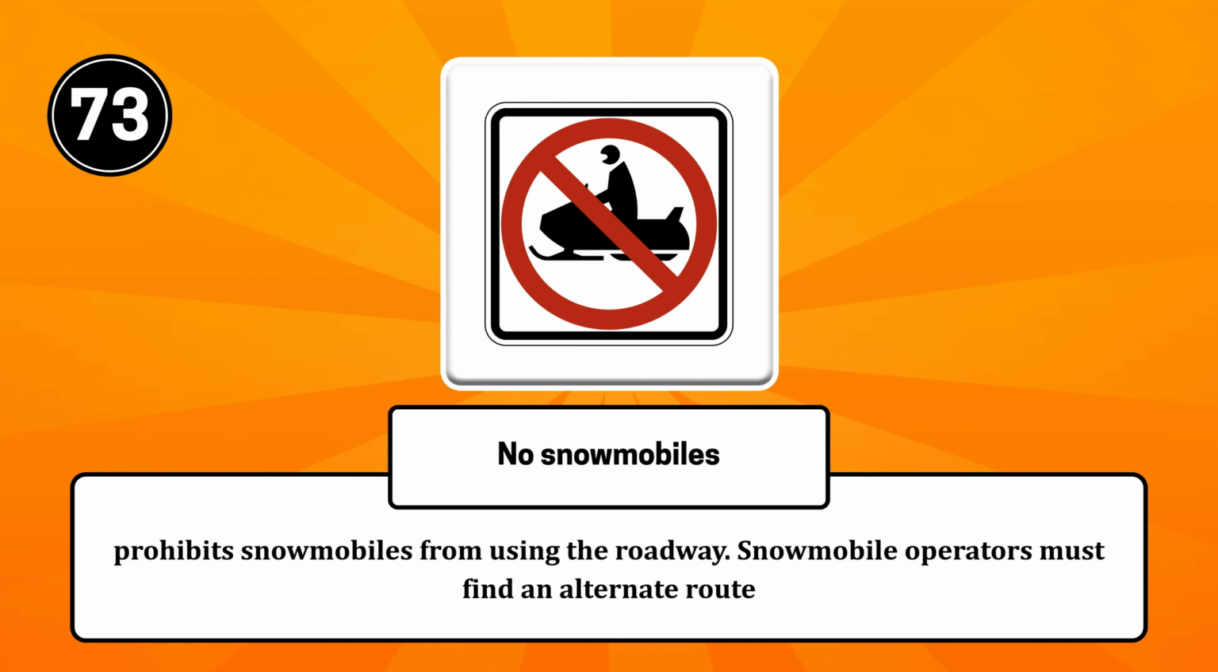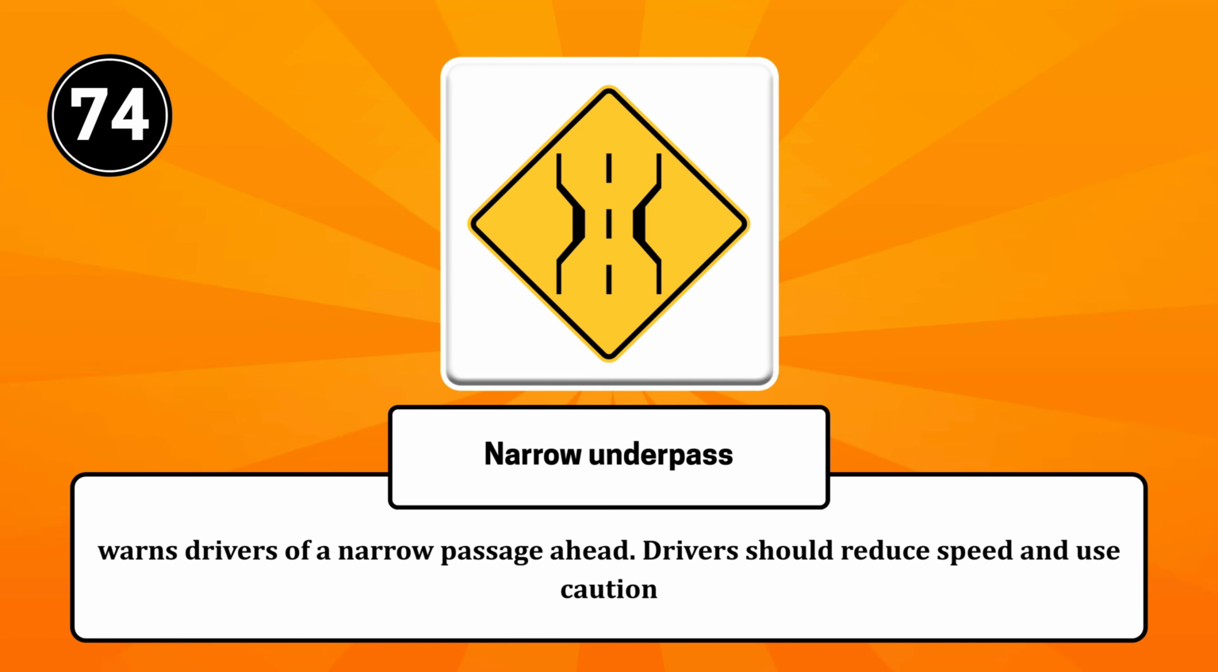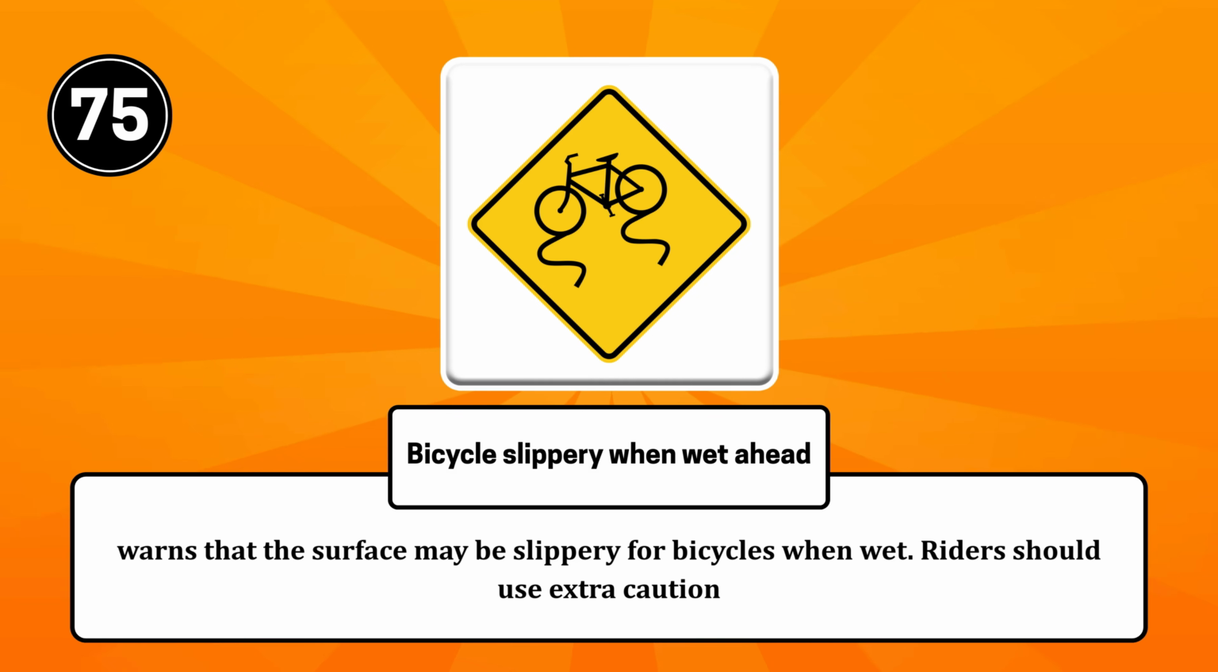The No Snowmobiles sign prohibits snowmobiles from using the roadway. Snowmobile operators must find an alternate route. The narrow underpass sign warns drivers of a narrow passage ahead. Drivers should reduce speed and use caution. The bicycle slippery when wet ahead sign warns that the surface may be slippery for bicycles when wet. Riders should use extra caution.